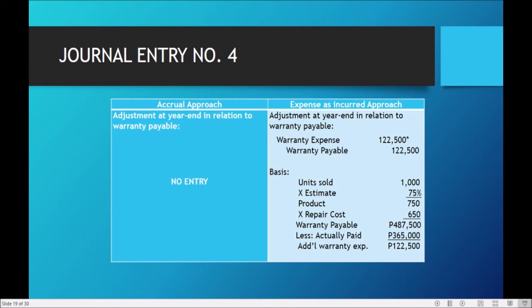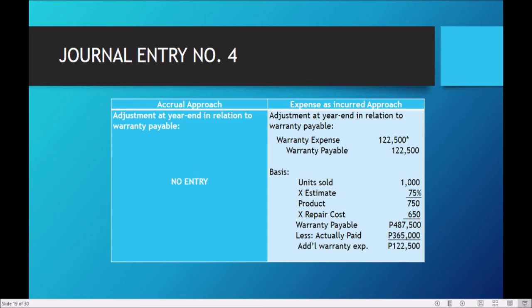Diba? Okay. Basis. With the 122,500. Remember, the units sold is 1,000, then our estimate is 75%. So the product that we expect to avail the warranty is 750, multiply 650, that is 487,500. So the estimated warranty payable is 487,500. And then we deduct the actual payment, actual incurred na repair, the 365. So the additional warranty liability or expense is 122,500. So we add additional 122,500 for warranty expense, and we add warranty payable for 122,500. Okay?